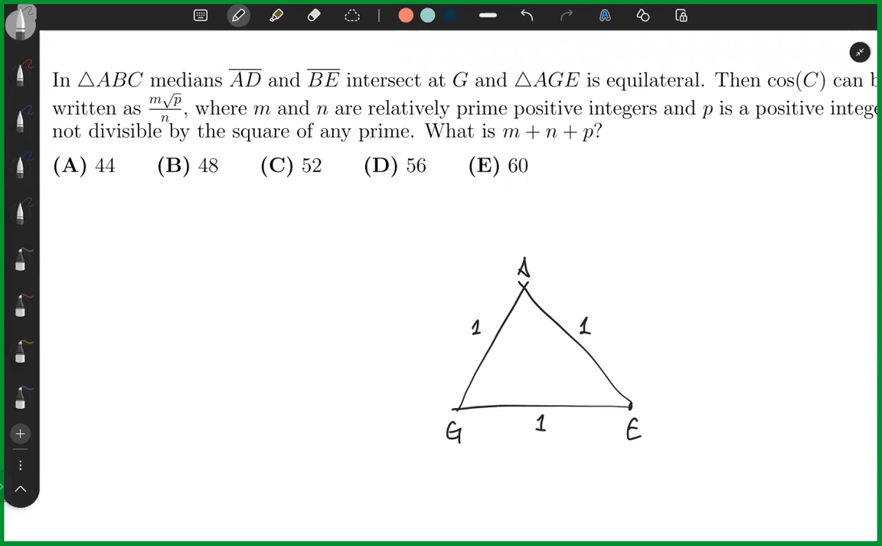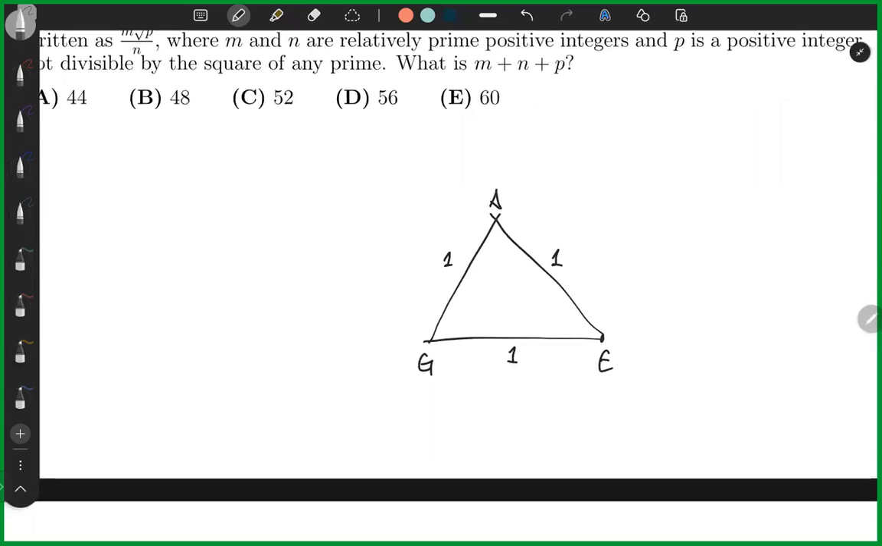Okay, so now since E is the midpoint of AC, when I extend this line here 1 unit, this hits point C here. And since G is the centroid, when I extend GE 2 units to the left, this is where B is located. So this is my ABC triangle.